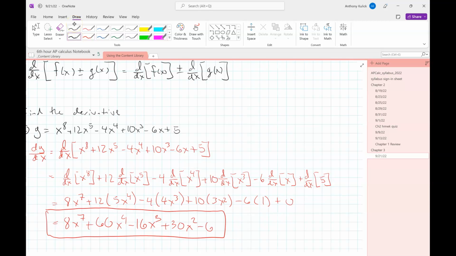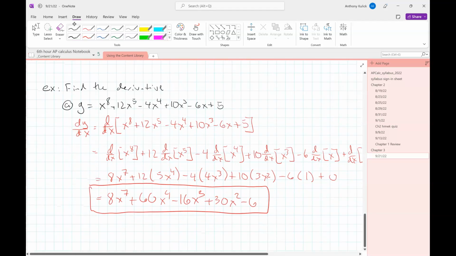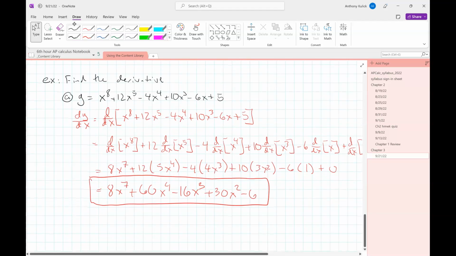And I would hazard to guess if we tried using the definition, I'm not even sure I would have been able to write out the expansion of x plus h to the 8th yet. And we're already done. I think I'd still be writing out that expansion. What a lifesaver this is. Holy simoleons. That's an improvement. What do you guys think?